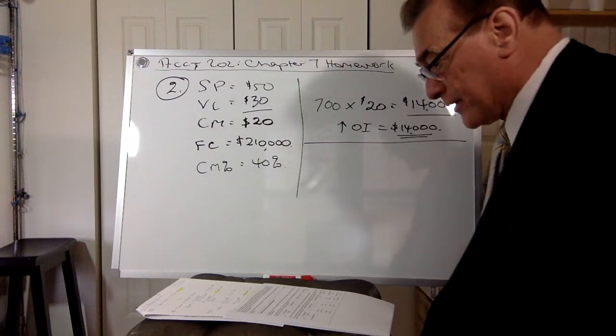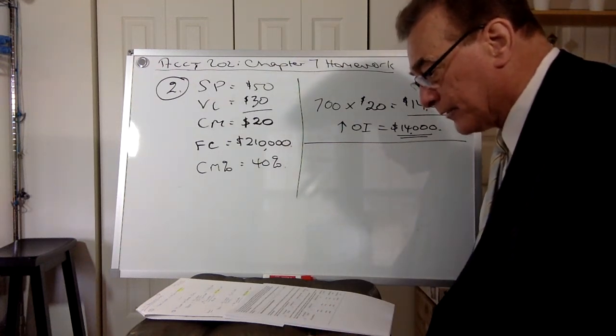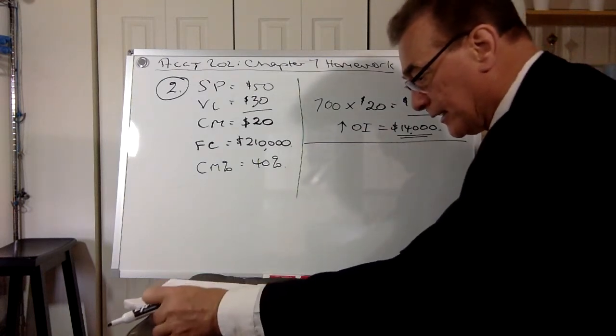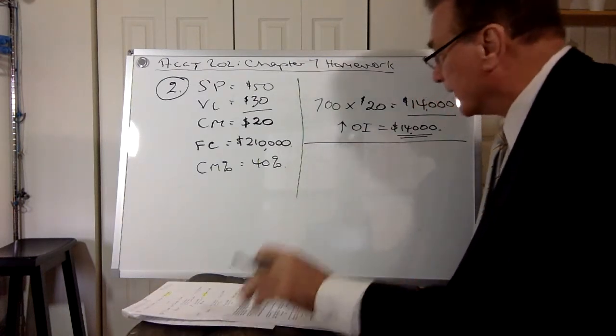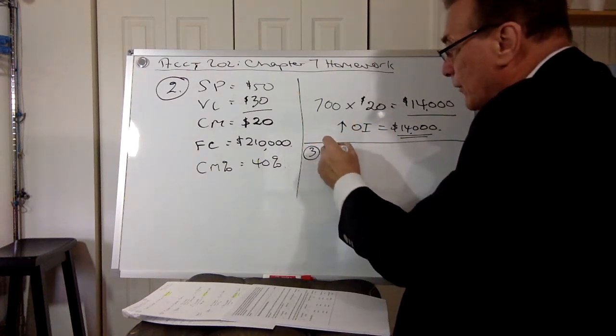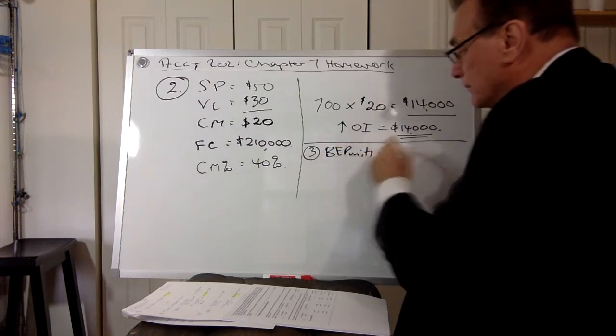Funtime Cruise Line offers nightly dinner cruises, etc. Same information. Then it says compute the number of dinner cruise tickets they must sell to break even and the sales dollars needed to break even. So we've got 2 components for question 3. We want to find the break-even point in units, right?